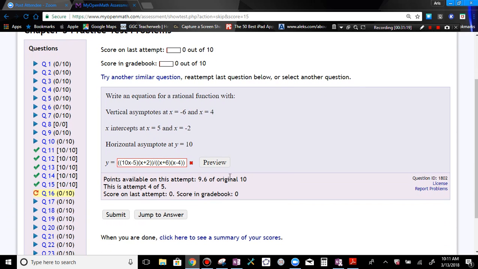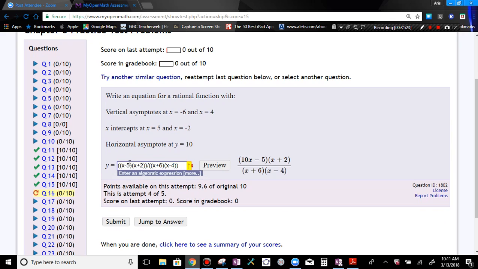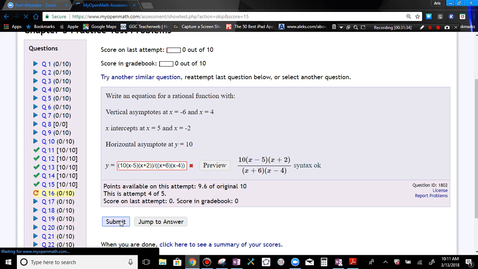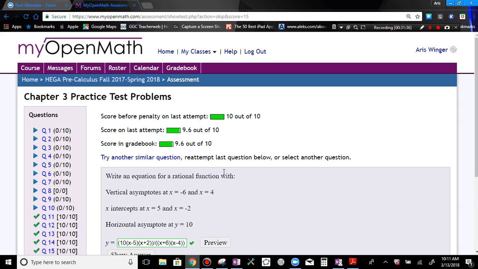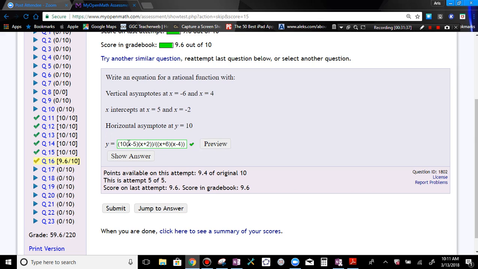Still doesn't like it. Careful, you're only getting a 9.6 from the grade book. I know. This is attempt 4, right? Yeah. Syntax is okay, right? Yeah. Oh, that's bad, right? So, but it's okay. So leave the 10 on the outside.